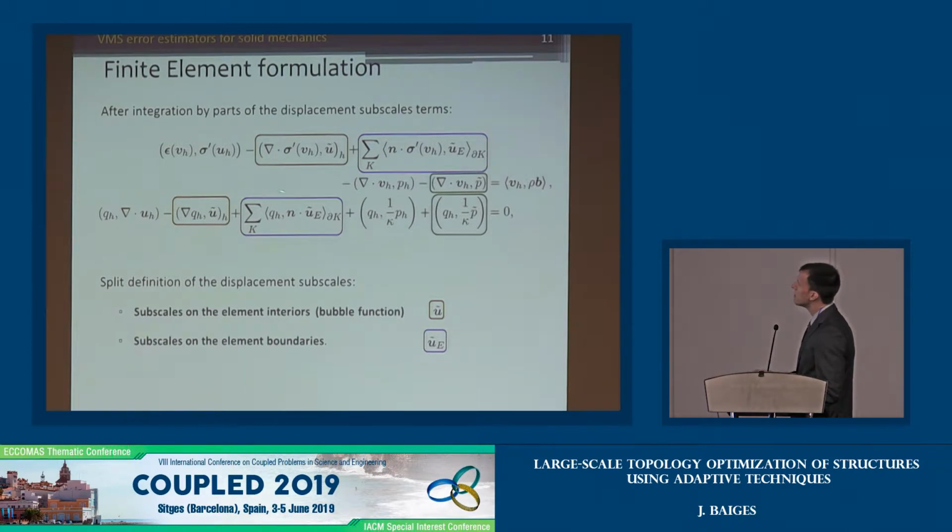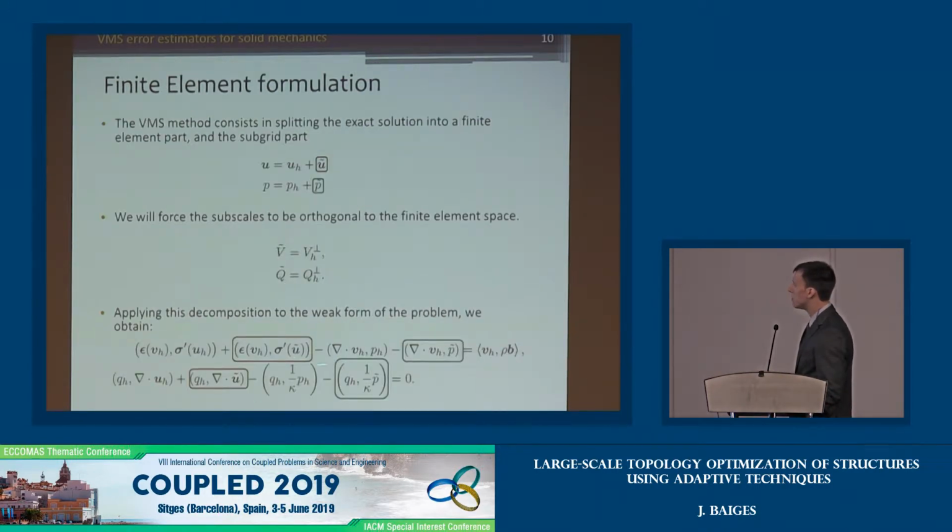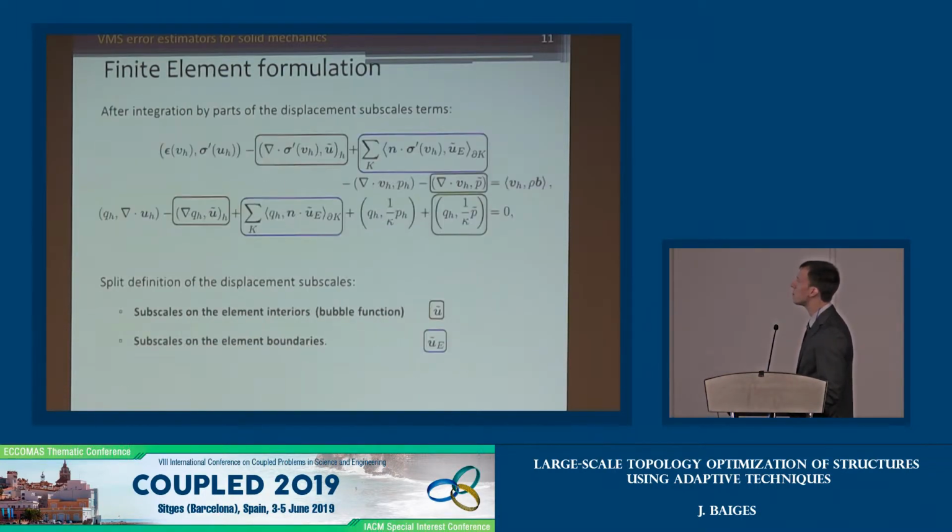So now, in this formulation here, we do not want to deal with the gradients of the subscales because we do not want to model that. So what we do is we integrate by parts the displacement subscales. And if we do that, we arrive at this expression here in which we have the brown terms, which are integrated over the volume of our domain, so in the interior of the elements. And then we have these blue terms here, which are integrated over the boundaries of the elements. So usually these blue terms are discarded, but in our model we are going to keep them because they are going to provide an important part of our error estimator.